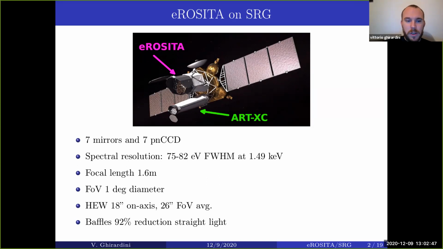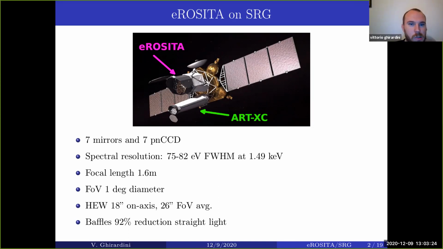However, the field of view of eROSITA is one of its main advantages, which is 1 degree in diameter, which is quite big. Also, the PSF, or half energy width, is about 18 arcseconds on axis, but about 26 arcseconds averaged over the field of view. So it's pretty constant over the whole 1 degree diameter field of view. Moreover, on each telescope there are baffles mounted, which reduce the stray light by up to 90%, which is particularly important when you're observing close to bright sources in general.